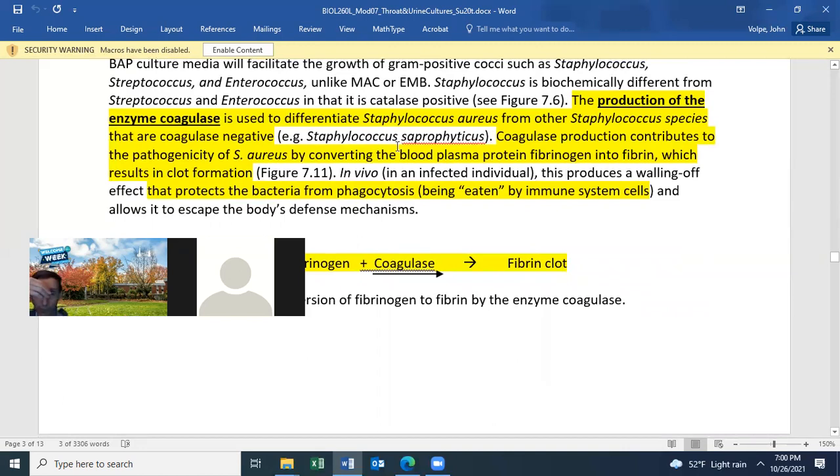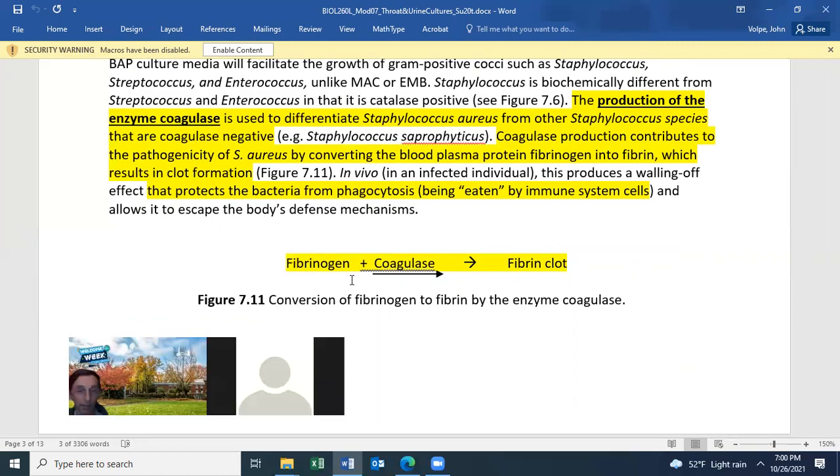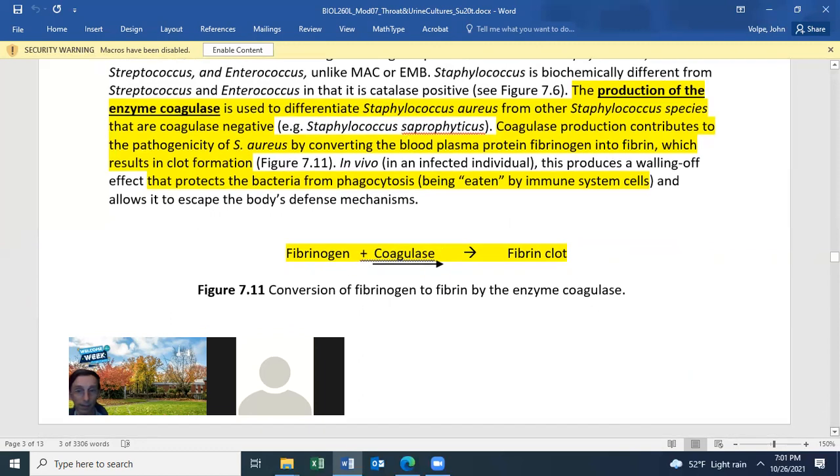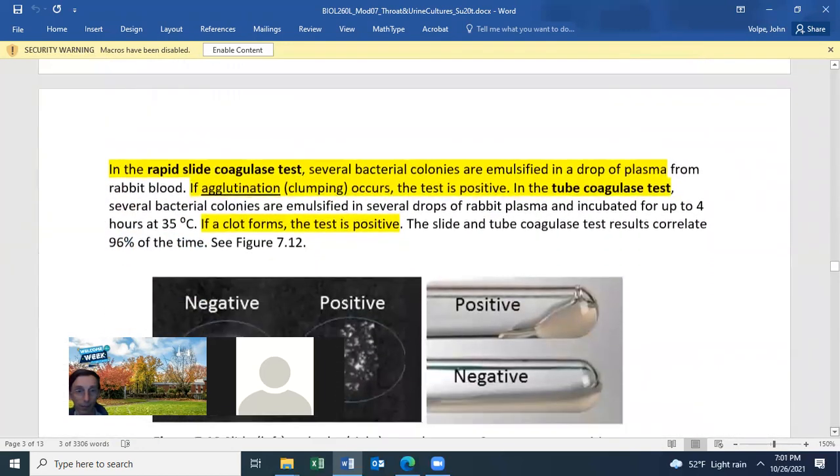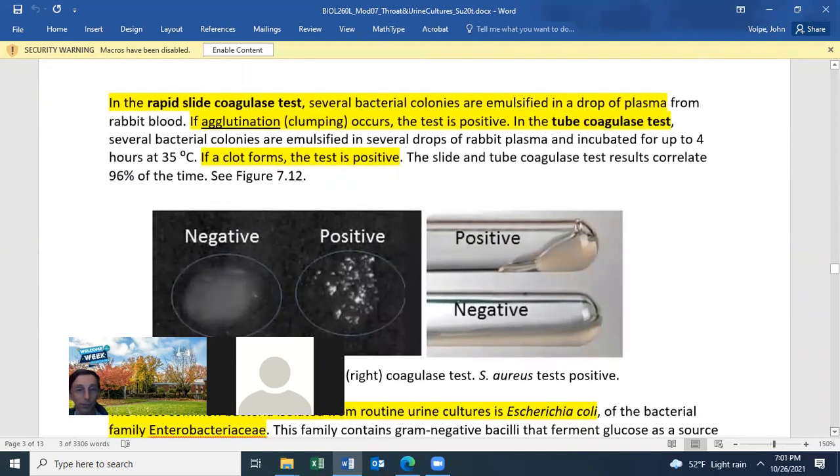Coagulase contributes to the pathogenicity of Staphylococcus aureus by converting the fibrinogen in blood plasma to fibrin, which then results in a blood clot. So fibrinogen or blood plasma plus coagulase equals a clot. And Staphylococcus aureus has the enzyme coagulase. There are two tests you can do. In the slide test, you would get clumping showing like this. A negative coagulase test is like that.